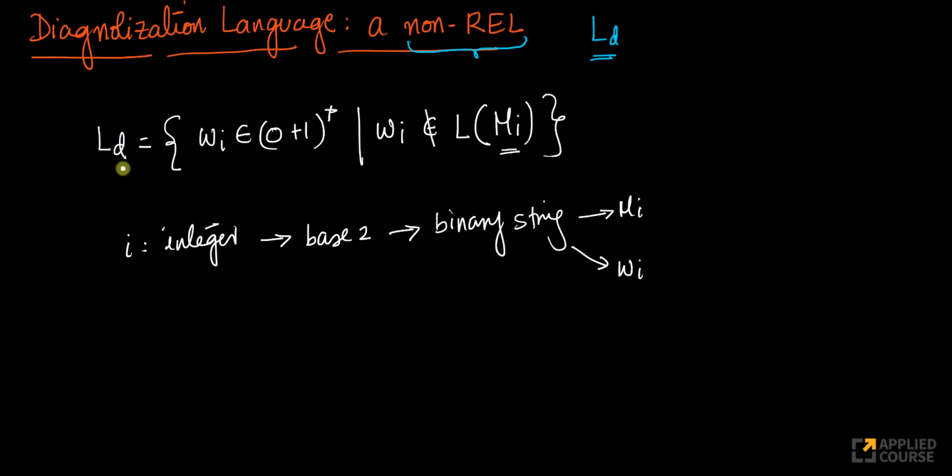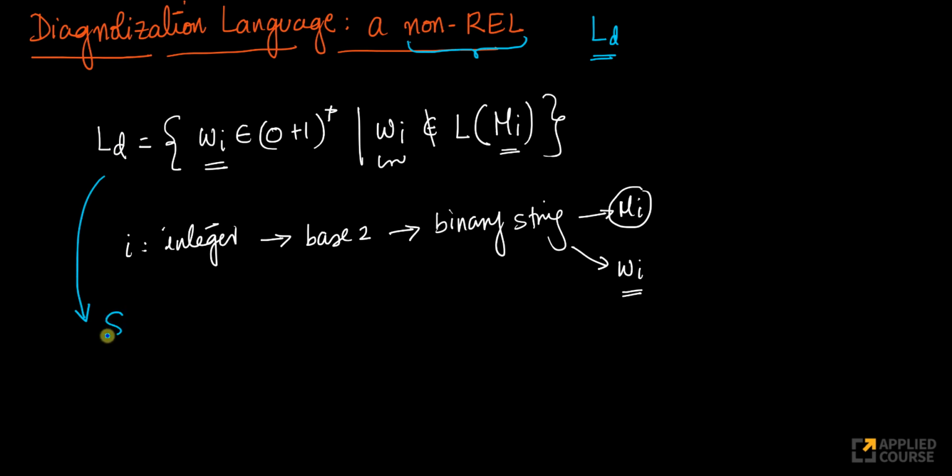Now what the diagonalization language says is, it basically asks a very simple question. Wi is the same binary string. When you interpret it as a simple word, it is a word, but when you interpret it as a Turing machine, it becomes Mi. So what the diagonalization language is basically saying is, given a binary word, which I can also interpret as a Turing machine, does the Turing machine not accept this word? Let me write this in English.